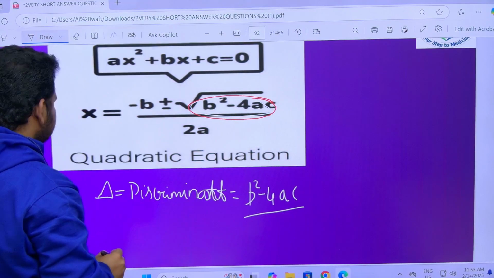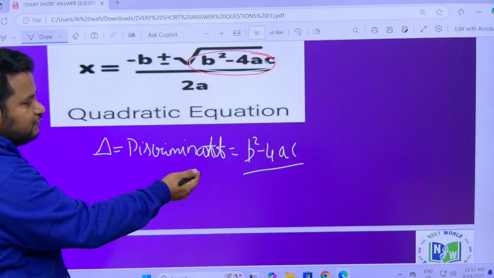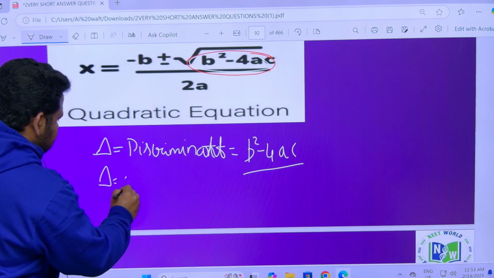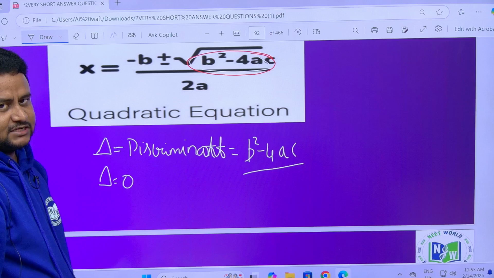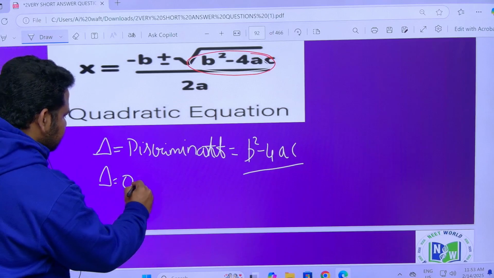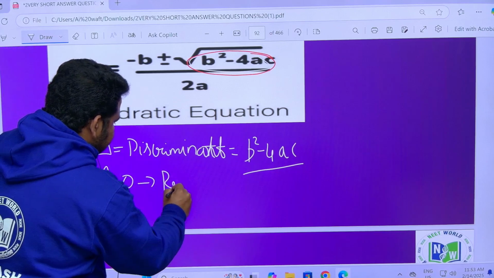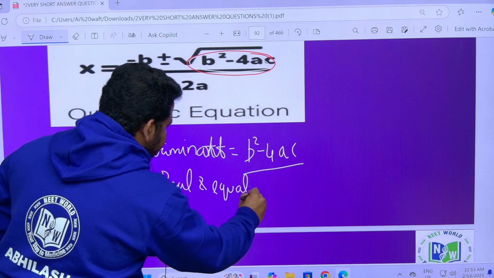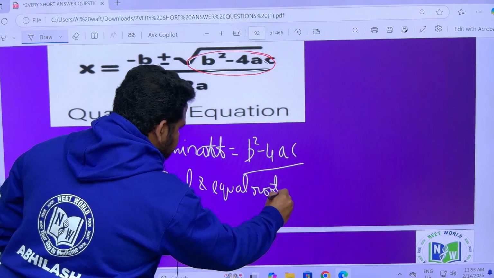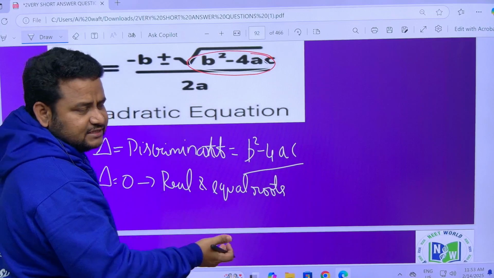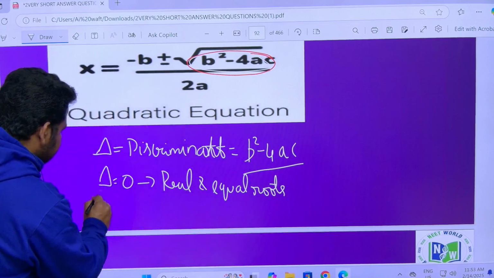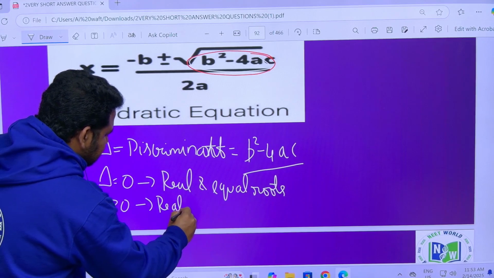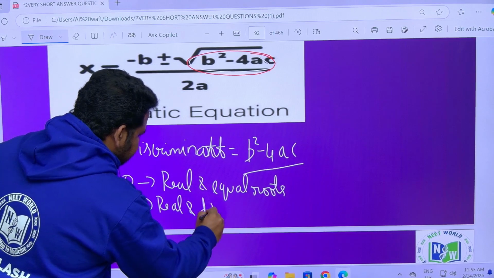Now suppose the value of b square minus 4ac is equal to 0, that is, if delta is equal to 0, then the equation ax square plus bx plus c is equal to 0 will have real and equal roots. Real and equal roots, very important this concept. And also a, b, c, all the three will be real. If delta is greater than 0, here also we will have real roots, real and distinct roots.